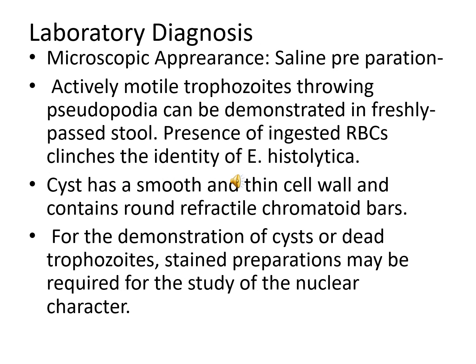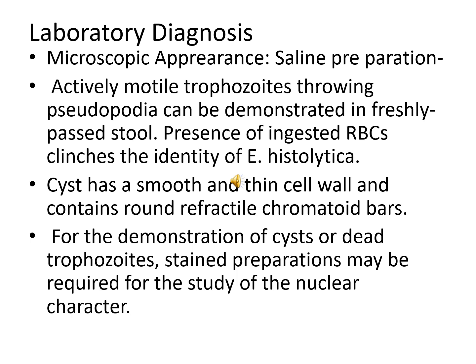Next is the microscopic examination, done by the saline mount test. You take a slide, place a drop of stool sample, mix it with saline, and focus under a microscope. You have to search for an actively motile trophozoite throwing pseudopodia, and the trophozoite has ingested RBCs.